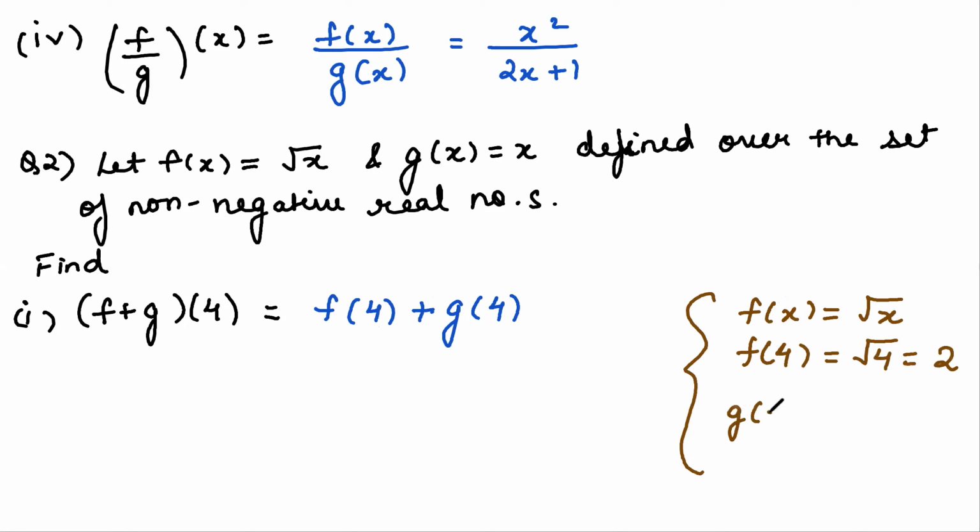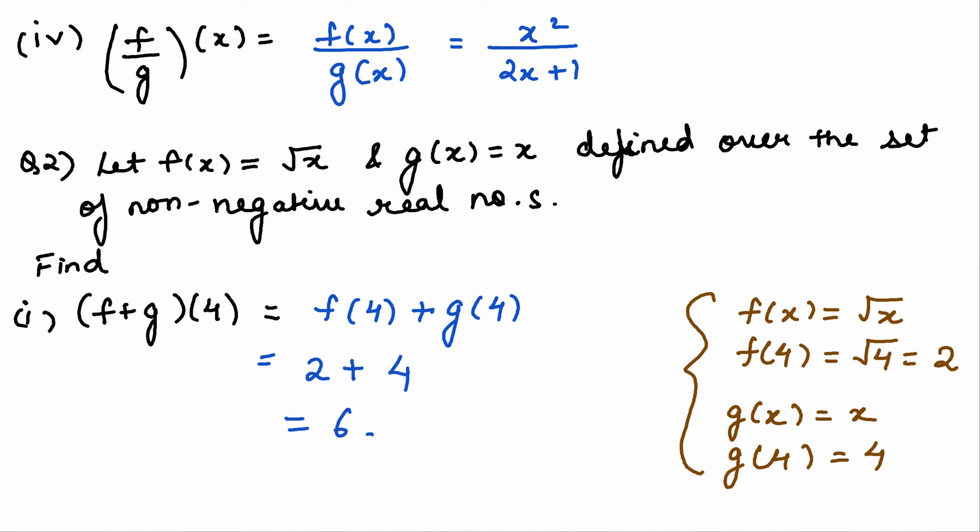Now g of x, what do we have? g of x is x, so what will be g of 4? It will be 4. We have directly substituted. So you can see f of 4 came out to be 2 and g of 4 came out to be 4. So this becomes 6.